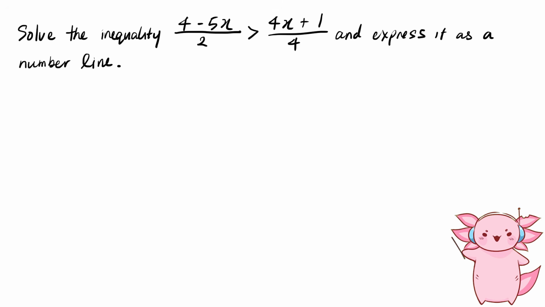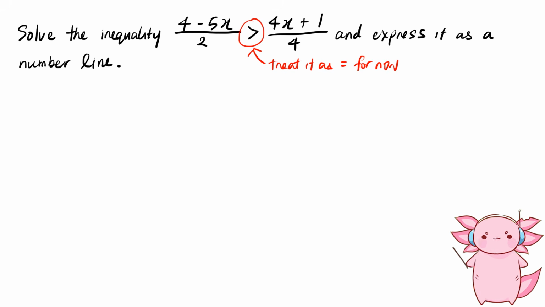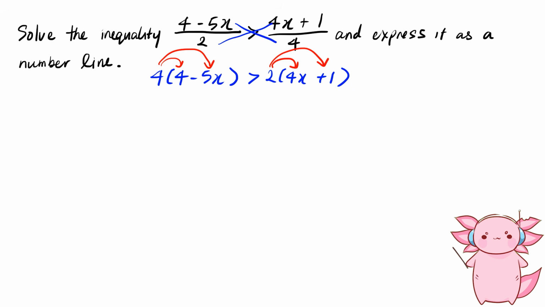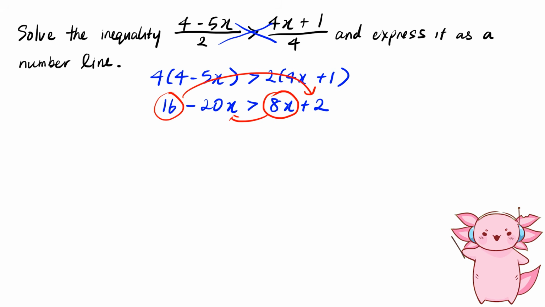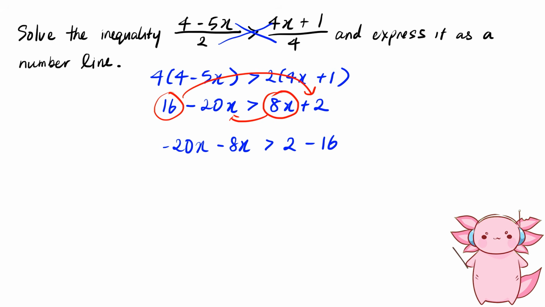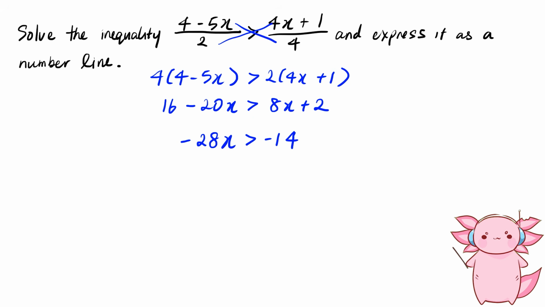To solve an inequality like this, for now you can just treat this less than sign like how you do with an equal sign. So the first step is to cross multiply these two fractions, and we can expand out these brackets over here. Now let's combine all the x terms together on one side and all the numbers onto the other side, and we get negative 28x greater than negative 14.